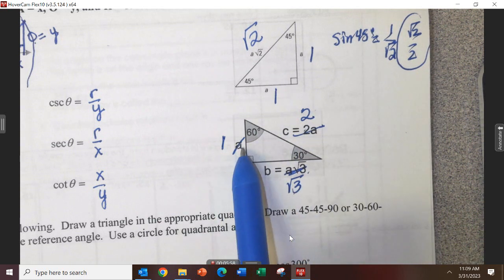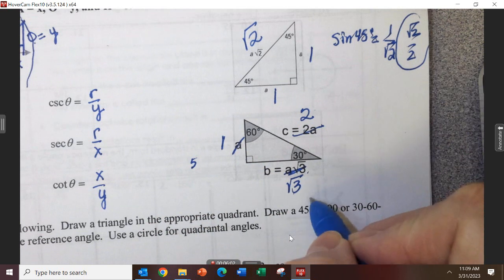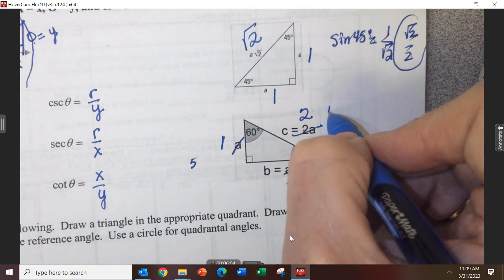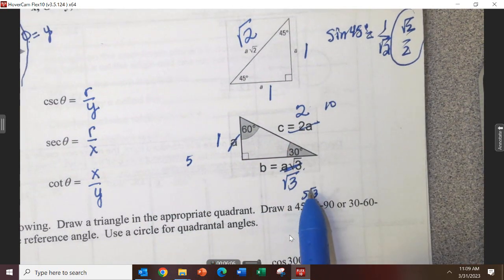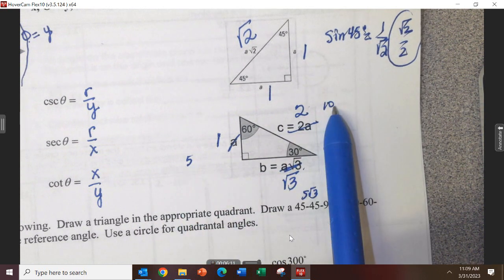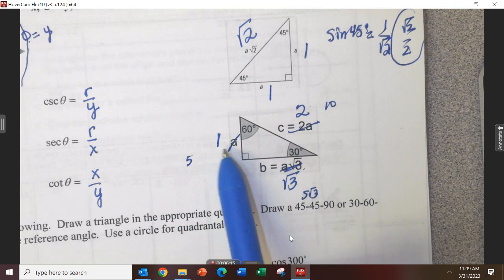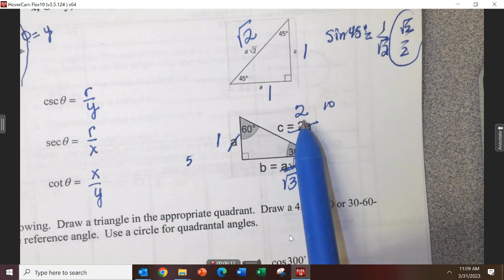It doesn't matter. If I would have let a be 5, then it would have gone 5, 5 radical 3, and 10. If I found say the sine of 30, I would have done 5 over 10. Well, what's 5 over 10? 1/2. Isn't that the same as if I do 1 over 2?